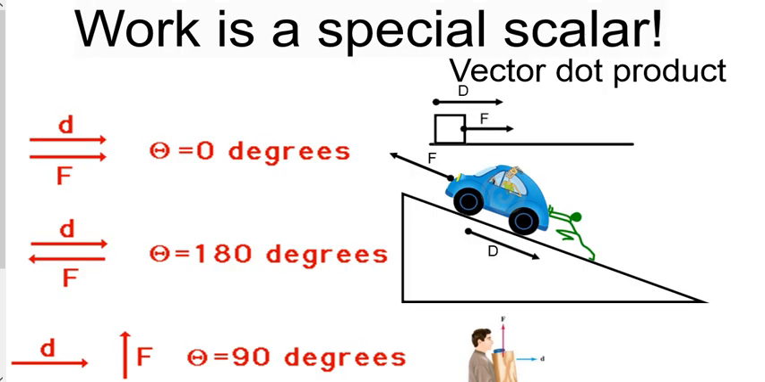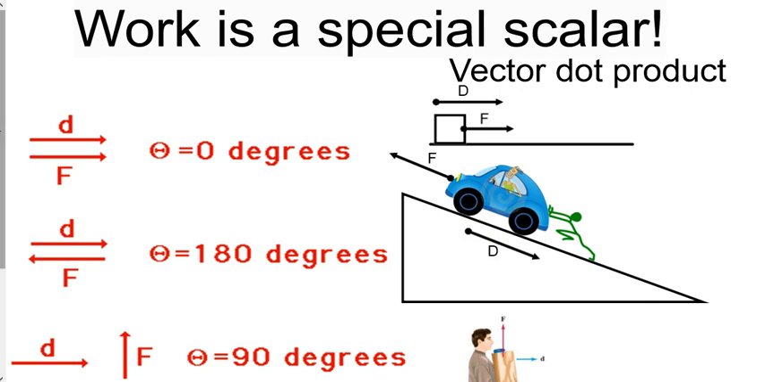Now, work is a special scalar. The phrase that we use for this is a vector dot product. And what that means is the direction is important when you're doing your calculation to figure out what the work value is. But once you do that, the work, or energy in this case, itself is only a scalar. So it uses two vectors, but it becomes a scalar through the calculation.